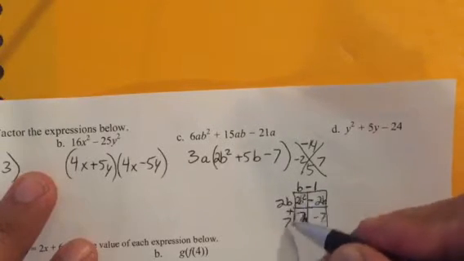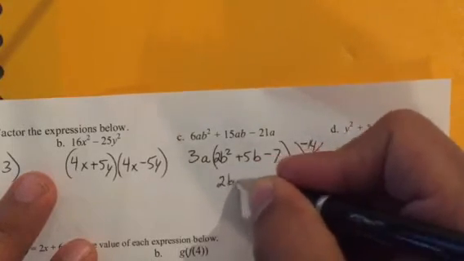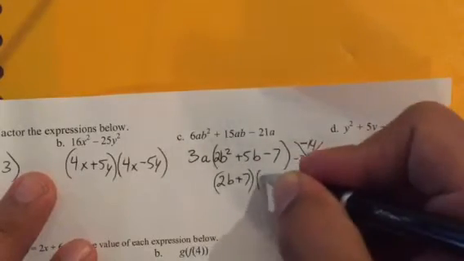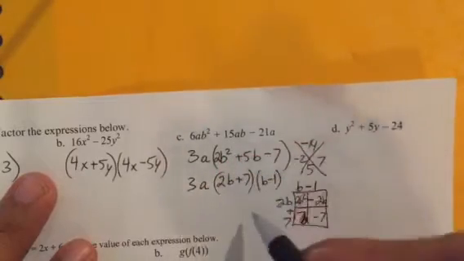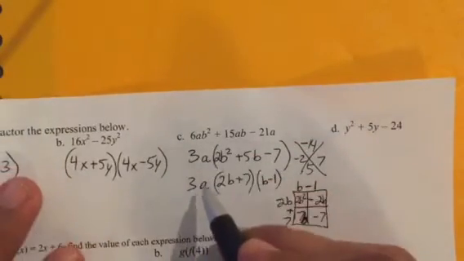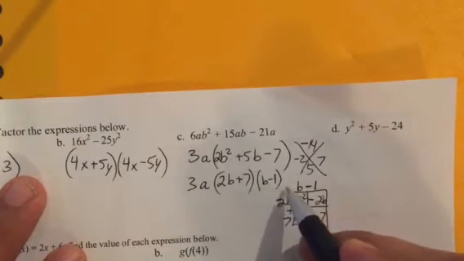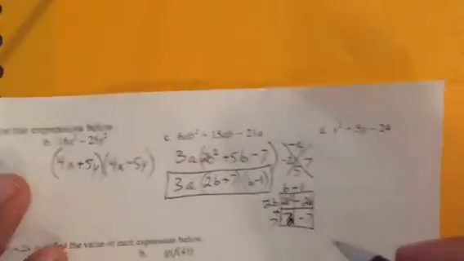So now I see that this works out. Everything inside is given by these two dimensions. So I'm going to get 2b plus 7 and b minus 1, and then 3a. So when I factor this polynomial completely, it ends up being 3a times 2b plus 7 times b minus 1. And this is my final answer right here.